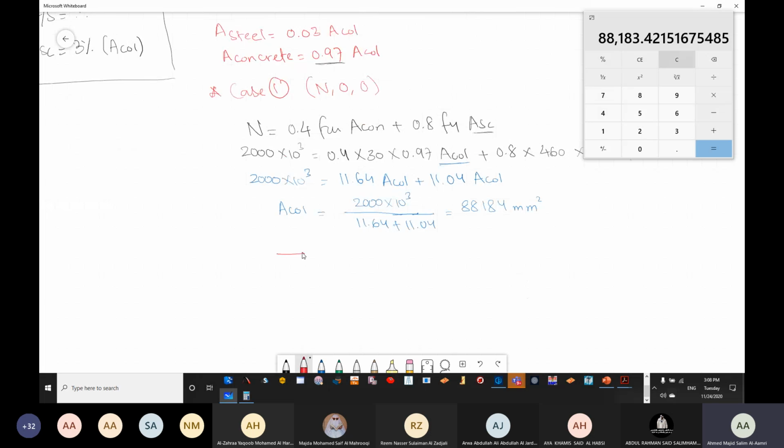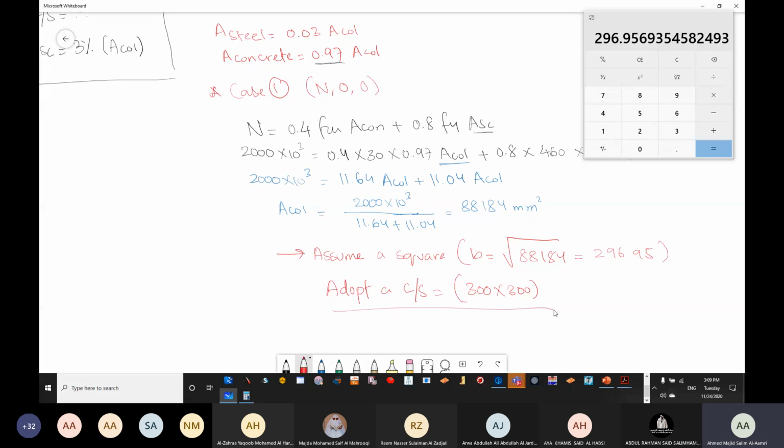Now I can assume, because the question didn't ask me to have any type of section, the easiest section, which is a square. So now my B is going to be equal to the square root of 88,184, which is equal to 296.95. So I can say now adopt a cross section of 300 into 300, and the question has finished. We have got the cross section, and this question has finished.